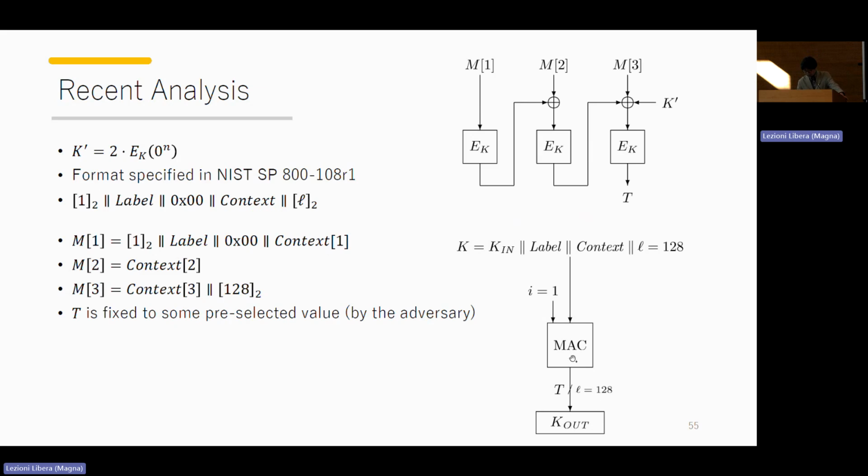So let's assume that this MAC is CMAC, where this K prime is the encryption of 0 bits times 2, and NIST specifies how these inputs are encoded into these blocks. So the input is written in this way, and let's assume that context spreads over 3 blocks. The first part is included in M1, the middle part is M2, and the last part is in M3. And this T here, K out, is fixed to some pre-selected value by the adversary.